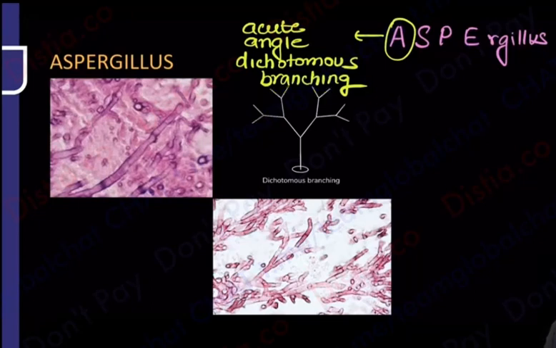So look at it in the real picture. See, the branching is less than 45, here less than 45, here also less than 45. So number one, I've understood what is acute angle. Acute word is done. What is dichotomous? Like the branches of a tree. See, from one there are two.